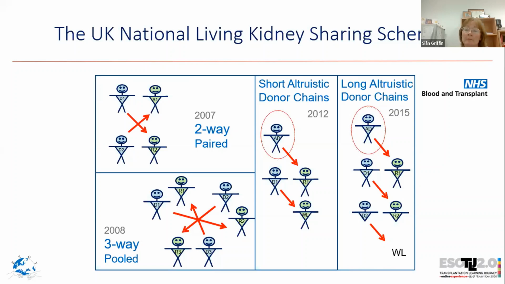The generation of a chain leads to a kidney at the end, which can then be donated to the waiting list, so that patients who do not have a living donor are not disadvantaged by being excluded from consideration for an altruistic donor.